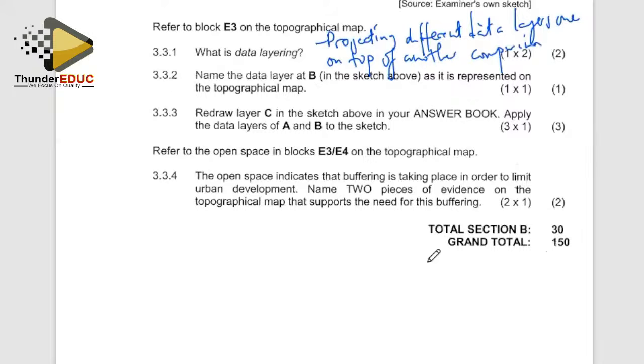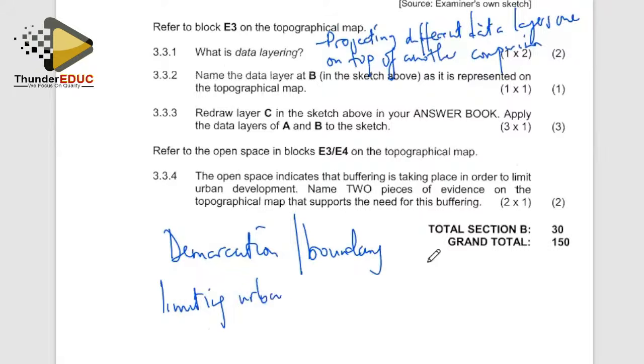Right. Refer to the open space in layer C, the open space in blocks E3 and E4 on the topographic map. The open space indicates that buffering is taking place in order to limit urban development. Name two pieces of evidence on the topographical map that support the need for this buffering. Remember, when we're talking of buffering, we are putting a demarcation or we are putting a boundary on some geographical feature. So in this instance, we are limiting urban growth towards an area. We leave an open space. We don't want urban growth to encroach in a given area. It must be left open.